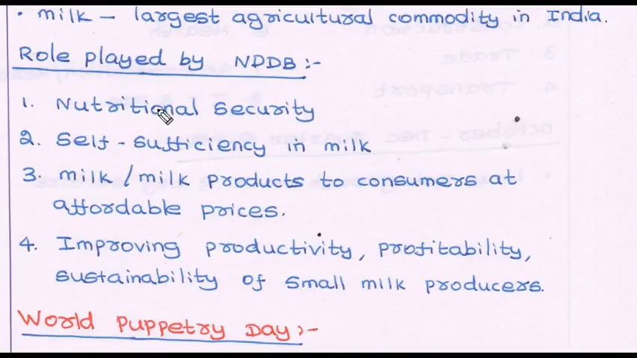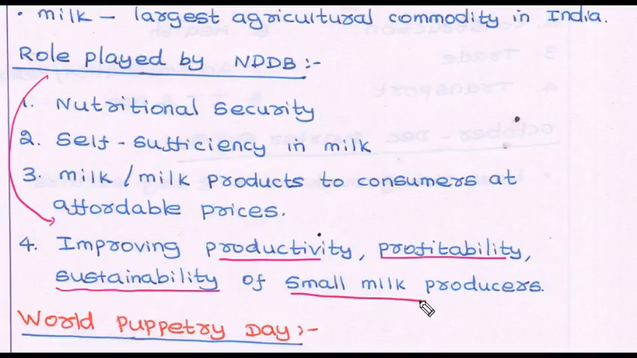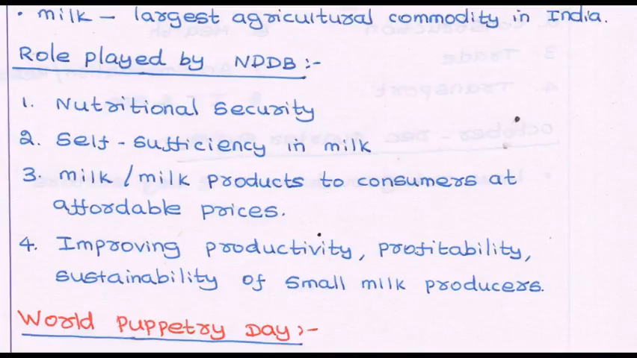Milk is one of the important sources for our children. Milk contains some important vitamins, minerals, fats, and other items. So milk plays an important role in ensuring the nutritional security of our children. The second role played by the National Dairy Development Board is self-sufficiency in milk production. Now milk and milk products are available at affordable prices to consumers. The board aims to improve the productivity, profitability and sustainability of small milk producers. So these are the roles played by the National Dairy Development Board.